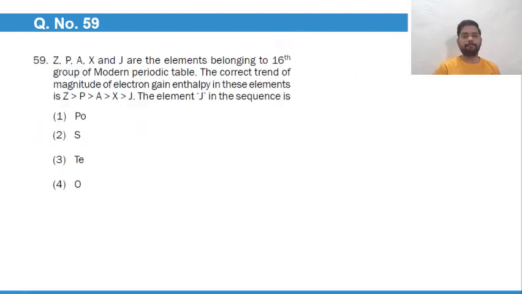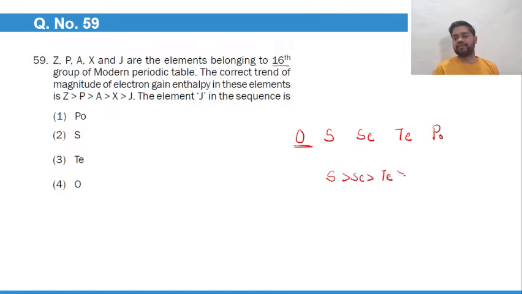59. Z, P, A, K, and J are the elements belonging to 16th group. So 16th group, oxygen, that is out, standing, Sachin, Tendulkar, player. Okay. So this is the abbreviation to remember. The correct trend of magnitude of electron gain enthalpy in this element is very easy, very easy. Okay, you know that oxygen will be the least one, and rest the order is as simple as the sulphur, selenium, tellurium, polonium, and then oxygen.